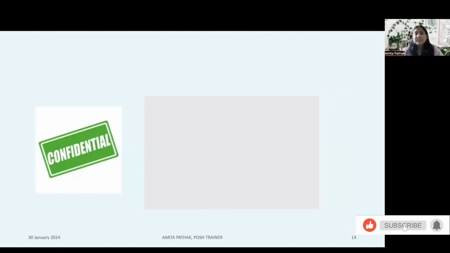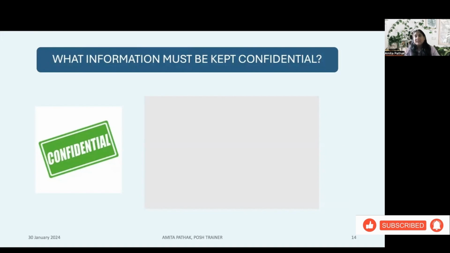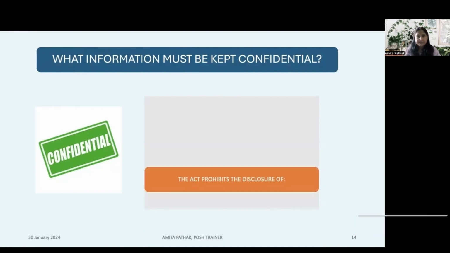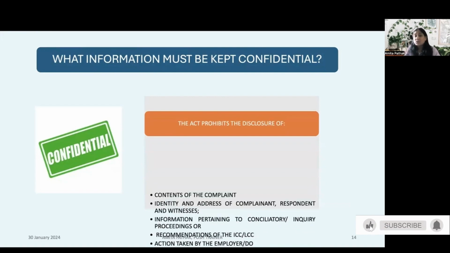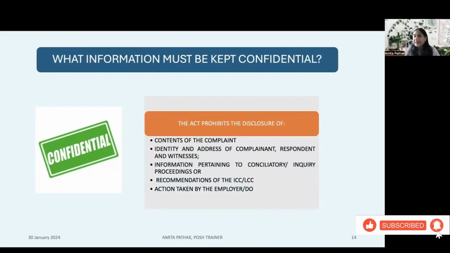Now next comes confidentiality. What things need to be confidential during the redressal process? The Act prohibits the disclosure of the contents of the complaint, the identity and address of the complainant, respondent and the witness, information pertaining to conciliatory or inquiry proceedings, the recommendation of the ICC or LCC, and action taken by the employer and the district officer. So every piece of information should be kept confidential so that either the complainant, a witness or the respondent doesn't feel insecure.